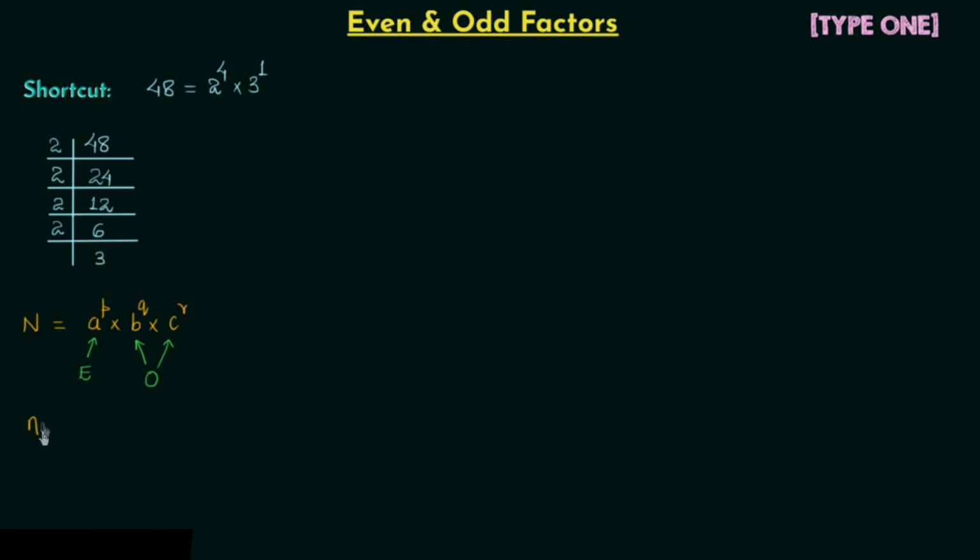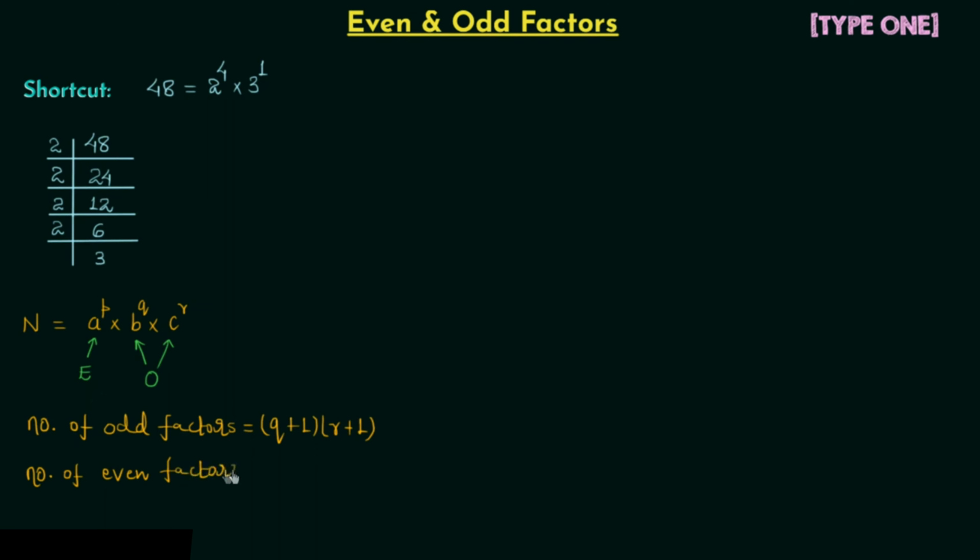Talking about the number of odd factors, it will be equal to q plus 1 multiplied by r plus 1. Now observe, here we have not included p. The reason is p is the power of the even prime factor, and when we are finding the number of odd factors, we only include the powers of odd prime factors. b and c both are odd prime factors. b has power q, c has power r, so here we have q plus 1 multiplied by r plus 1.